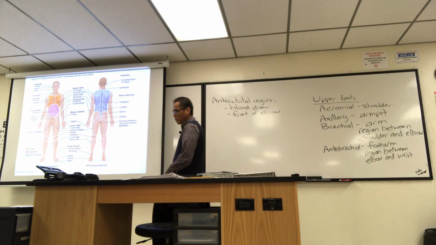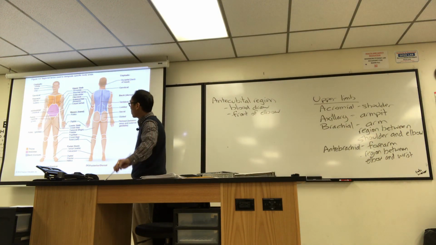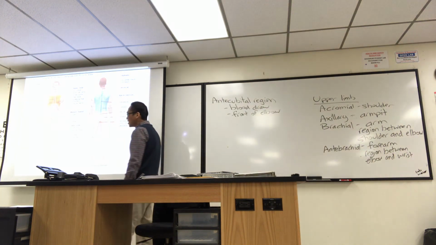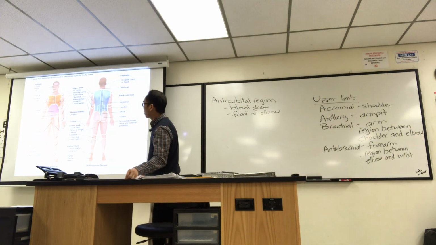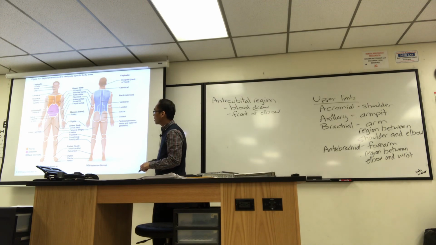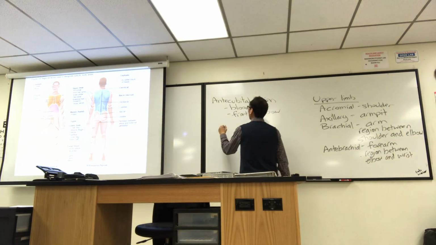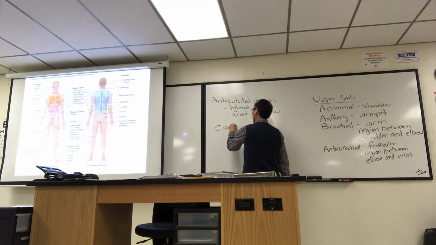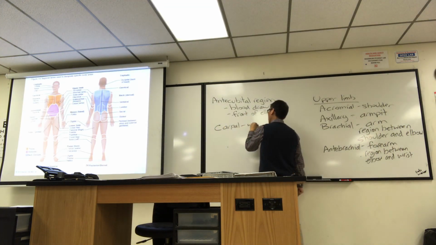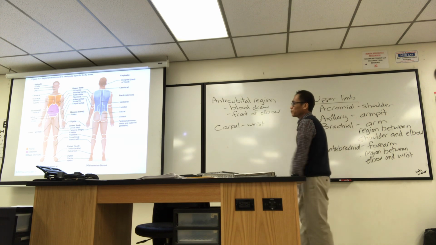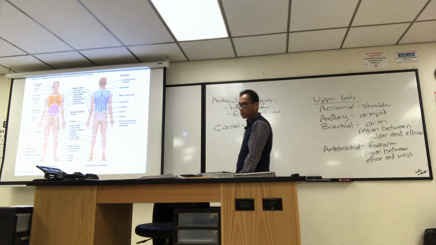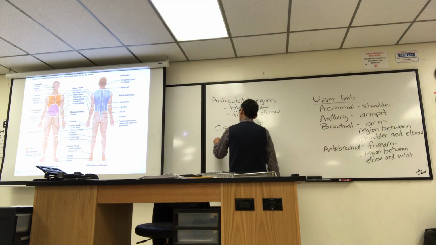So if you move on down from the brachium to the antebrachial region to the wrist, the word for wrist in anatomy is the carpal region. Carpal. Wrist. And you got the hand attached to the wrist. Now the word for hand is the manual region, or manus for hand.